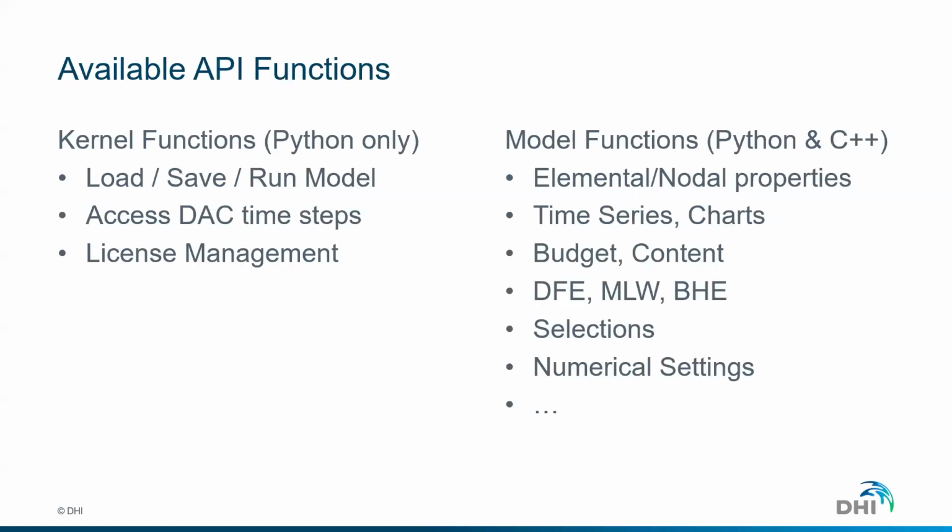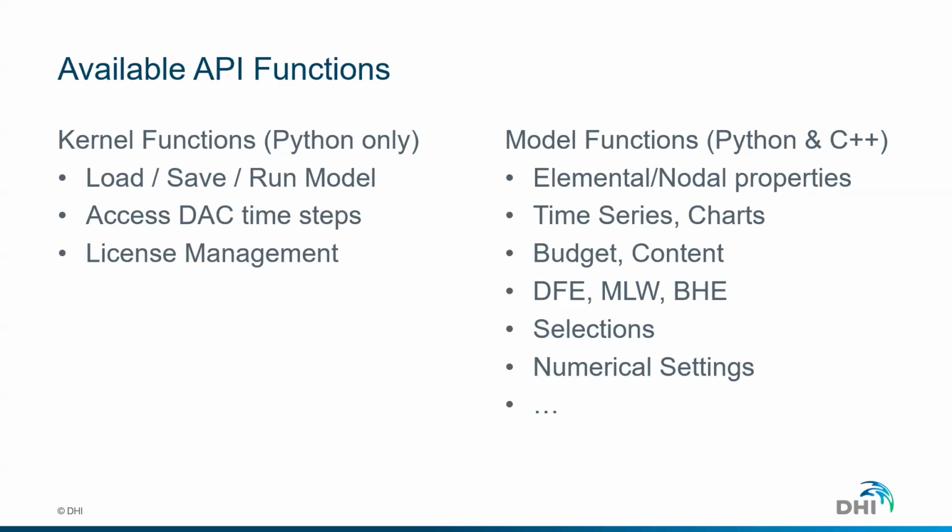There are a number of functions to manipulate. We call them kernel functions, for Python only, to manipulate the documents and to access results. Our results are saved in the DAC file, and the DAC file contains a number of time steps. So you can basically load the DAC file and ask, give me this specific time, so that you don't need to load the entire document. It's really quite efficient.